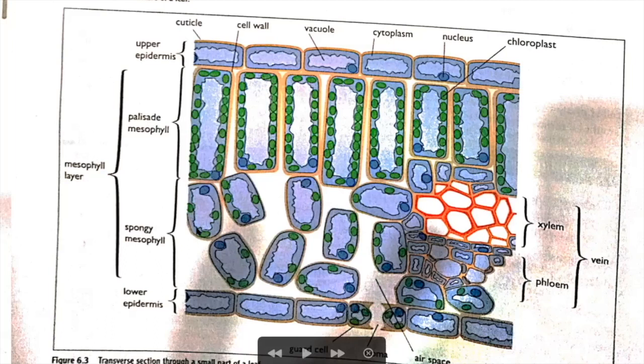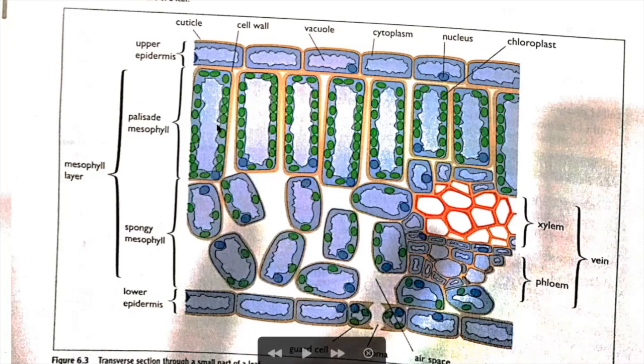Apa bukti ni? Awak tengok warna hijau ni. Okay, so the green color here refers to the chloroplast. So bila dia ada chloroplast, maksudnya dia boleh buat proses photosynthesis. Itu yang pertama. Okay, the function of spongy mesophyll cell is to have chloroplast that enable them to do photosynthesis. Itu fungsi yang pertama.